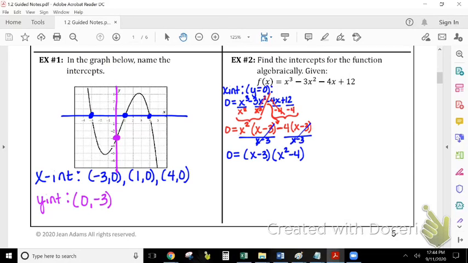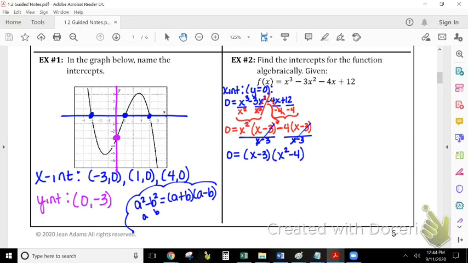X squared minus 4 is a difference of squares. So I think we did some the other day, but I don't think I wrote down the formula, so I'm going to do it here just to make sure we're okay with it. So difference of squares means we have 2 terms that each have square roots with a minus sign between them. Okay, it's a difference of 2 things that are squares. So we're going to find their square roots. So square root of a squared is a, square root of b squared is b, and we're going to plug that into the formula a plus b times a minus b.